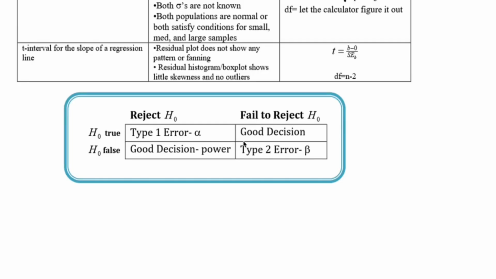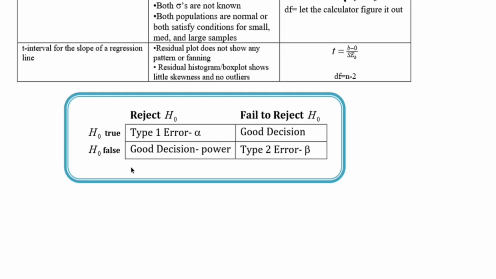So when null hypothesis is true, but we reject null hypothesis, we have type 1 error, which is alpha. When we fail to reject null hypothesis, and in reality that null hypothesis is true, then we're making a good decision. If we reject null hypothesis, and in reality null hypothesis is false, then it's also a good decision. In reality, that's a power.